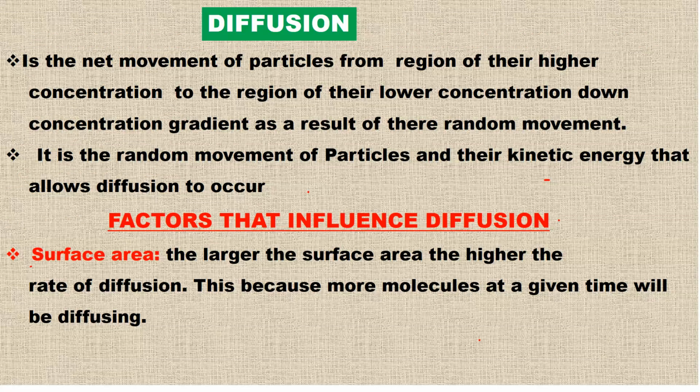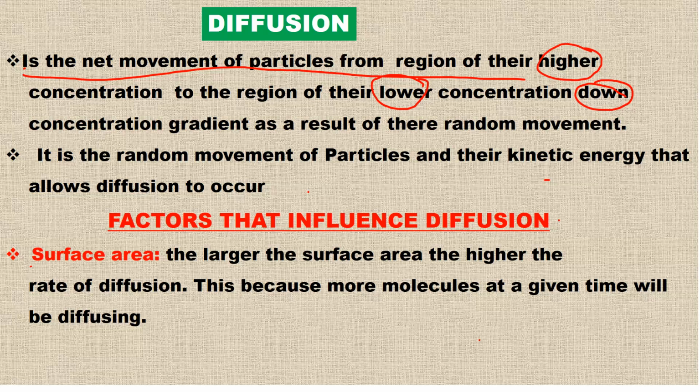So what is really diffusion? To define diffusion, we can say it is a net movement of particles from the region of their higher concentration to the region of their lower concentration, down concentration gradient, as a result of their random movement. Very important that you mark these words: higher concentration, lower concentration, and down concentration gradient.